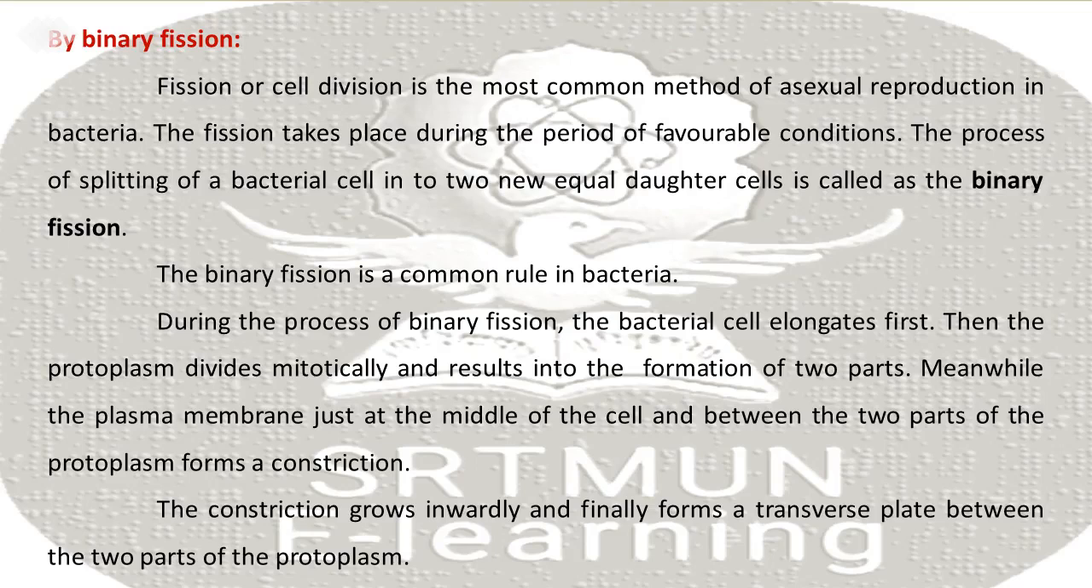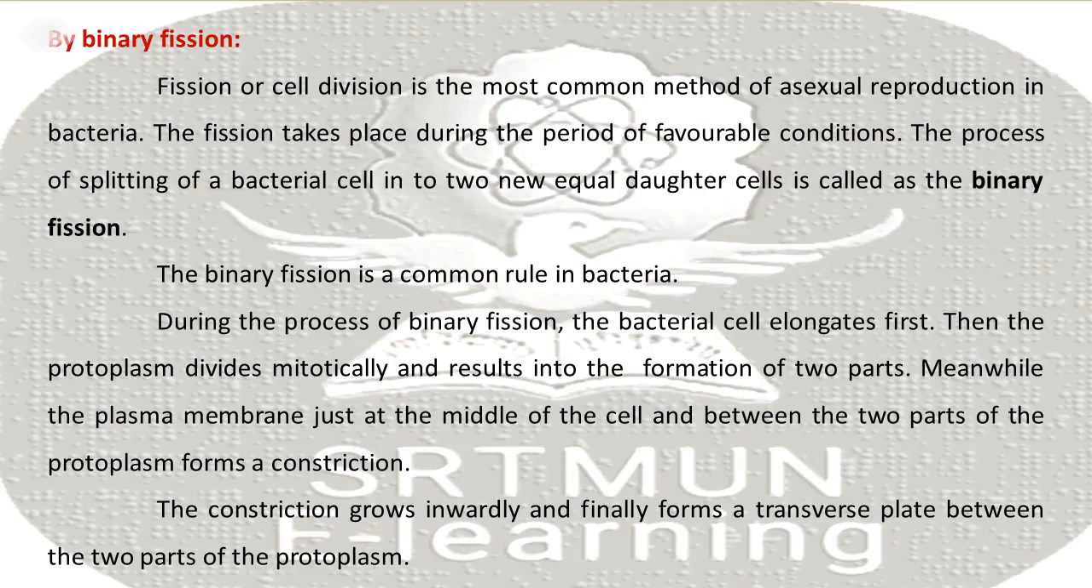Now, binary fission, or cell division, is the most common method of asexual reproduction in bacteria. The fission takes place during the period of favorable condition. The process of splitting of a bacterial cell into two new equal daughter cells is called binary fission. Binary fission is common in bacteria.